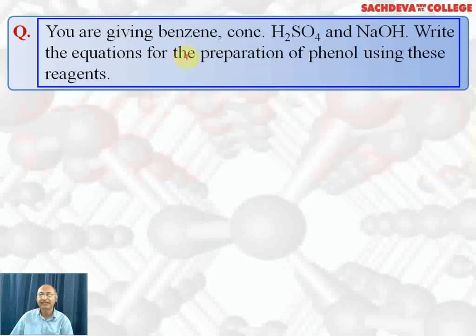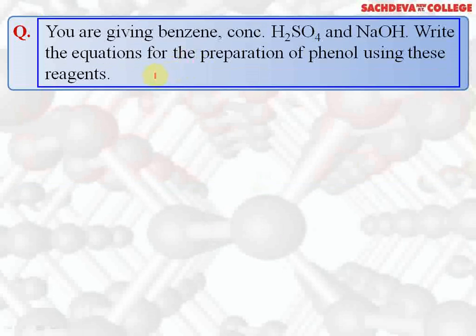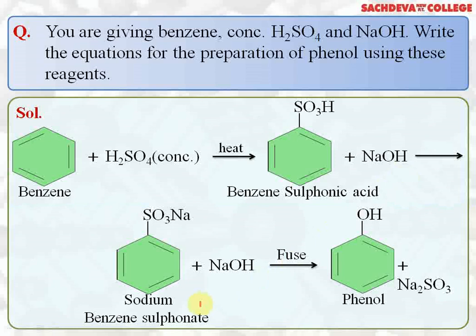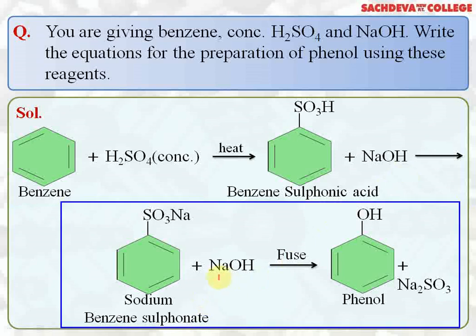You are given benzene, concentrated sulfuric acid and NaOH. Write the equations for preparation of phenol using these reagents. First step is sulfonation. Benzene reacts with concentrated sulfuric acid saturated with SO3, which results in the formation of fuming sulfuric acid. On heating, it gives benzene sulfonic acid. With sodium hydroxide, it forms sodium benzene sulfonate. When it is fused with NaOH, we get phenol plus sodium sulfite.